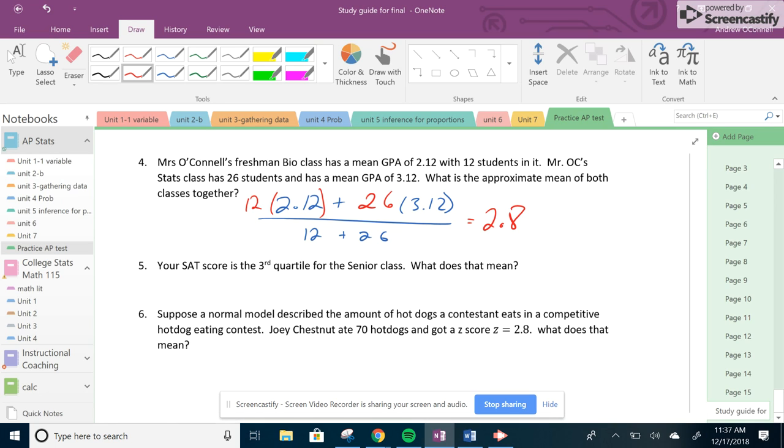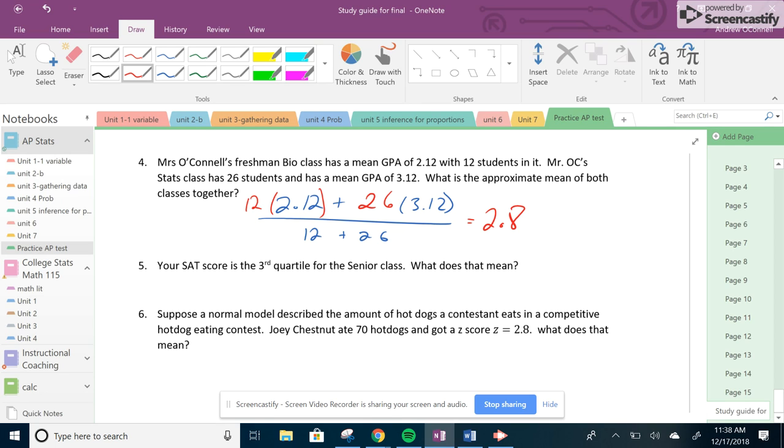However, think about this. If this is on a multiple choice section of an AP test, the heart of the question is that with 26 students versus 12, the true mean should be pulled towards the class that has more students in it. So you could probably just guesstimate that this should be closer to the 3.12.